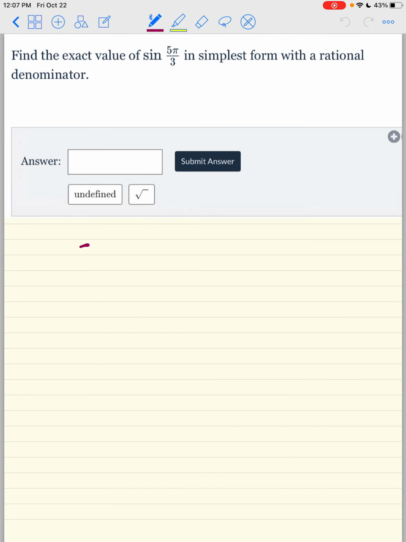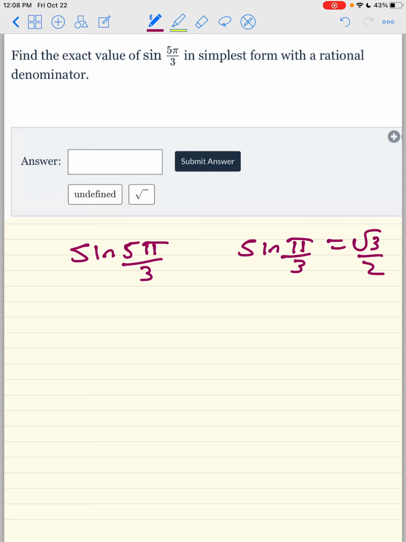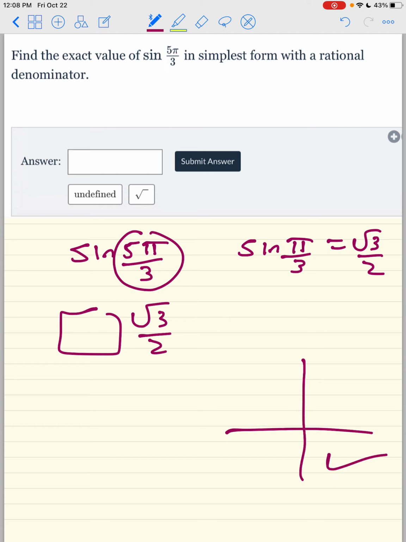What about sine 5 pi over 3? Pause the video, try it by yourself. Sine pi over 3 is going to be sine of 60. That's radical 3 over 2. So that means this is radical 3 over 2. 60 times 5 is 300. 300 puts me here. All students take calculus. Only cosine is positive. Since this is sine, my answer is negative. Okay.